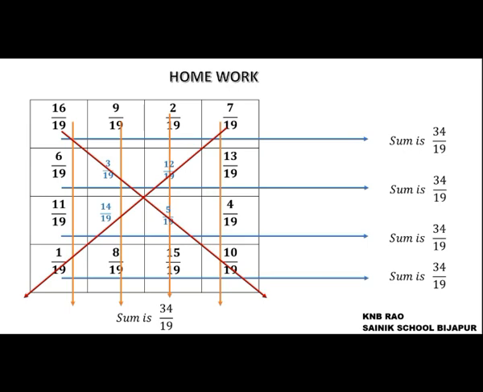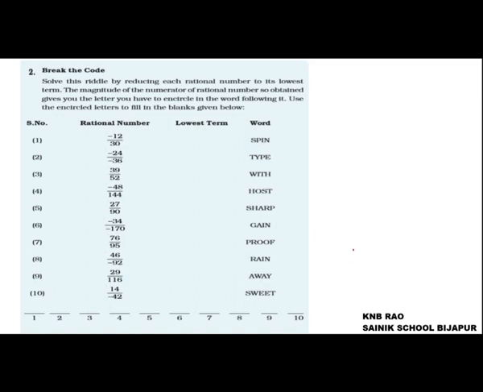Next, coming to the next question. Students, we are given a riddle to break the code, and we are given rational numbers first and asked to write them in their lowest form, that means simplest form. Then afterwards, beside each rational number there is one word given, and we are asked to break those words into the codes. Students, first bring the rational numbers into simplest form.